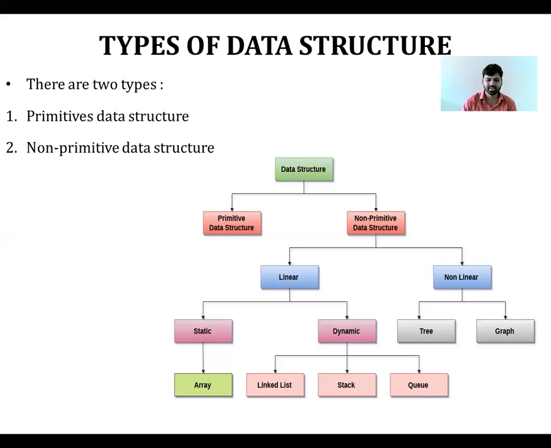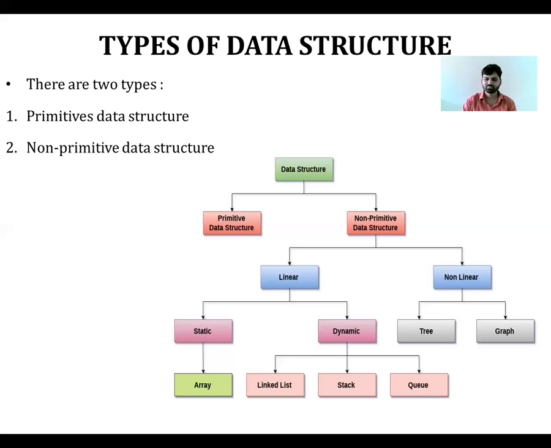What is the example of the static data structure? That is the array. In an array you have to define the size at the time of declaration, therefore the size of the array is fixed. Then dynamic: linked list, stack and queue. You can change the size of a stack, queue or linked list while performing various operations on it, at runtime.